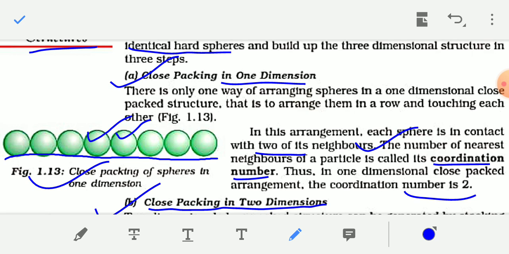And what is coordination number? The number of nearest neighbors of a particle is called coordination number. In one dimensional close packing, each sphere is attached to two nearest neighbors. That's why the coordination number of each sphere is 2 in one dimensional close packing.